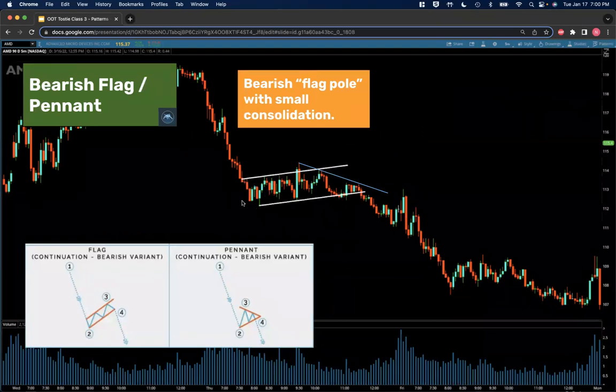Notice how this flag is a little bit longer. So a little bit longer consolidation than I typically like, but I thought it was cool because it was on the exact same stock, just the opposite move. So same concept here, right? You get an aggressive move to the downside.